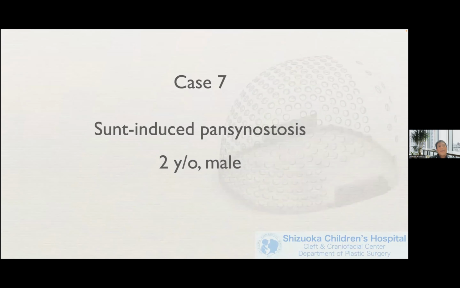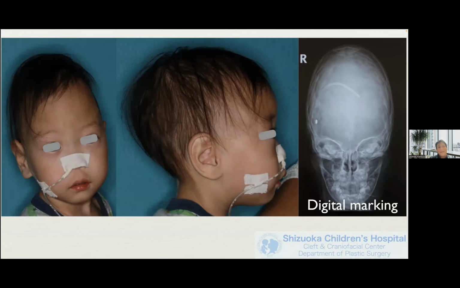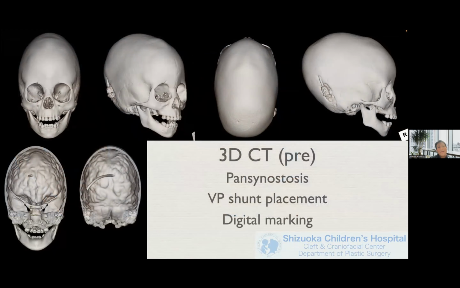Case 7, shunt-induced synostosis, secondary synostosis, 2-year-old male. This is a severe head deformity, and we can see these markings. This is a 3D CT showing synostosis and the VP shunt placement, and this marking is there.